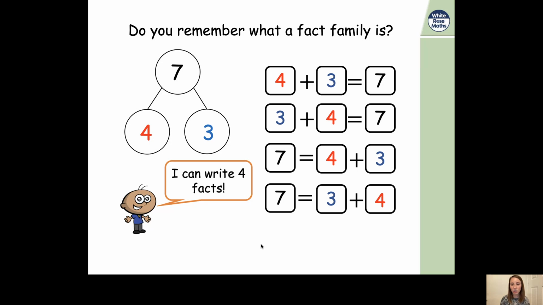Now, in my next 2 addition sentences, I've moved my equal sign to the beginning of my sentence. And remember, we talked that we can do that. We can put our equal sign at the beginning. So we start with my whole, which is the answer. So 7 equals 4 adds 3, and 7 equals 3 adds 4. So I've just moved my equal sign and my answer to the beginning of my sentence there. So that's my fact family for my part whole model.